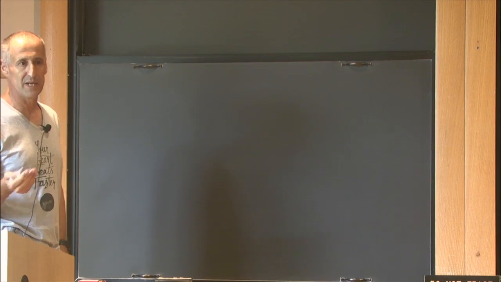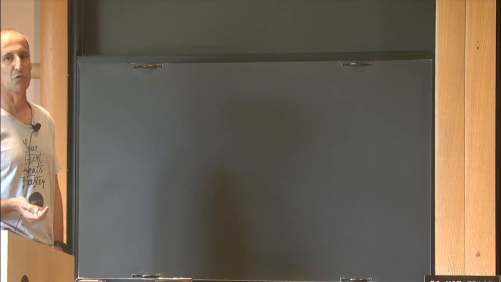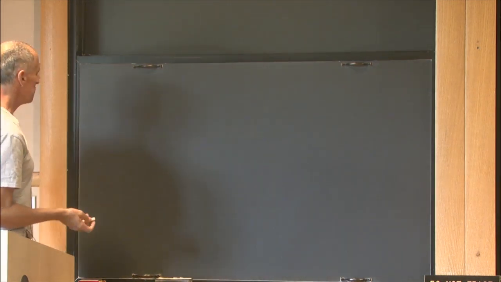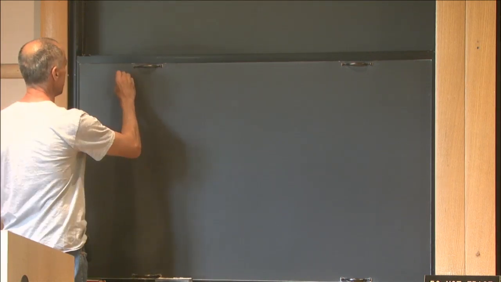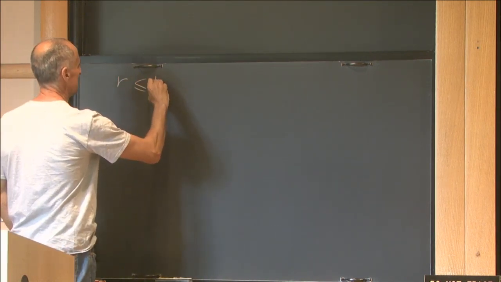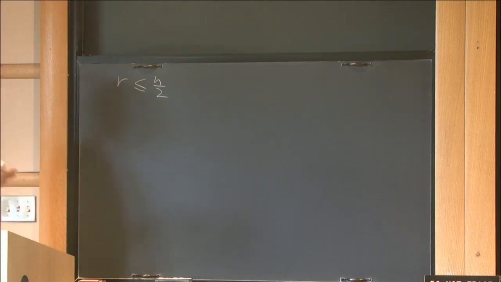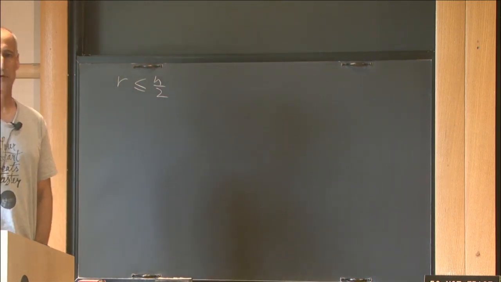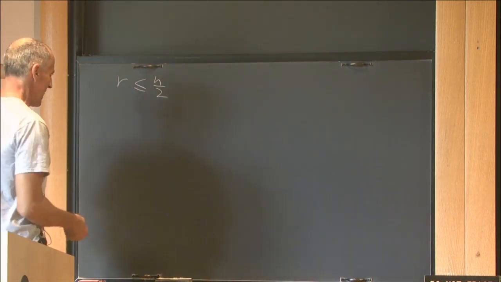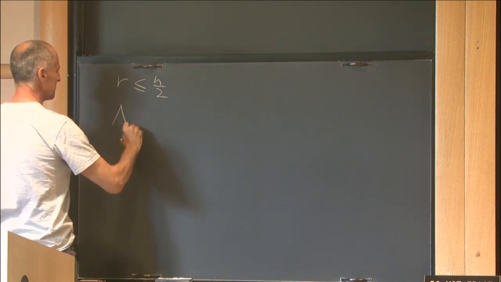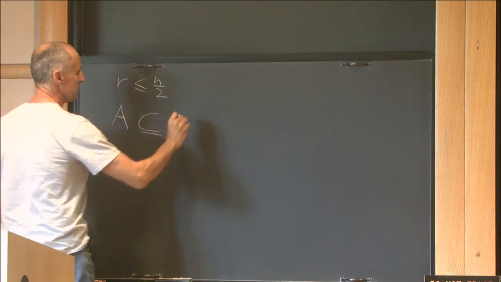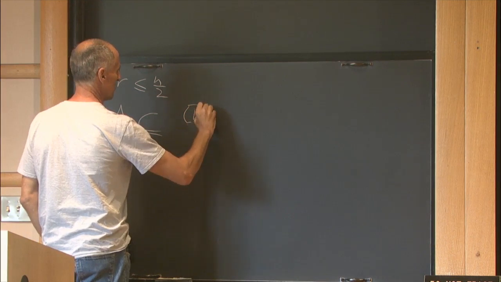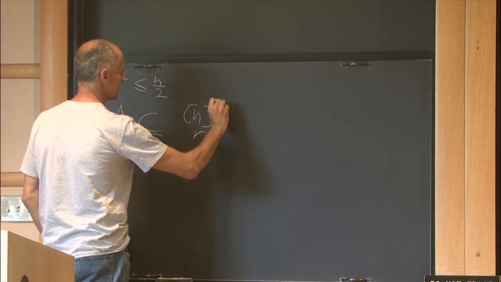So let me start by recalling the Erdős-Ko-Rado Theorem. You have two integers, r and n, and r is less than n over 2. R can be any fixed number. I like to think of r as n over 3. And you have a family of sets. They're subsets of the numbers 1 up to n, and they're all of size r.